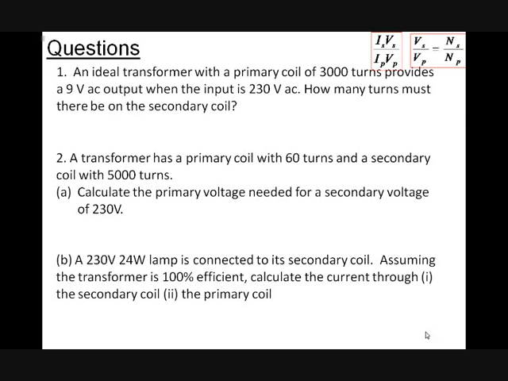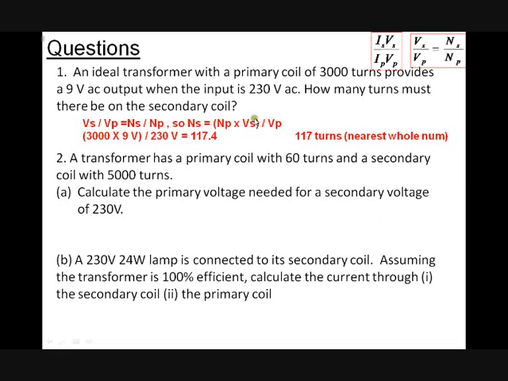So to finish, we'll just do a couple of questions. An ideal transformer with a primary coil of 3000 turns provides a 9 volts AC output when the input is 230 volts. How many turns must there be on the secondary coil? We're just going to use the ratio of voltages to turns equation, which is up here. Vs over Vp is equal to Ns over Np. If I rearrange that for Ns, I get Ns equals Np times Vs over Vp.